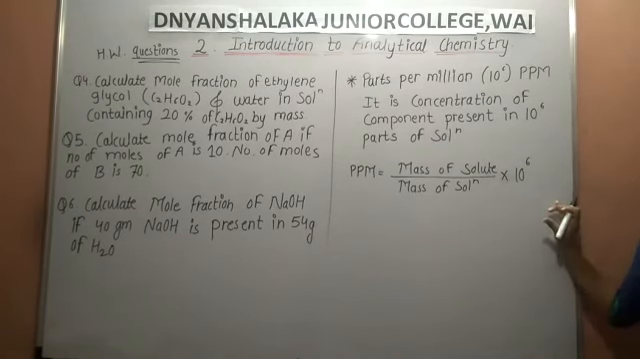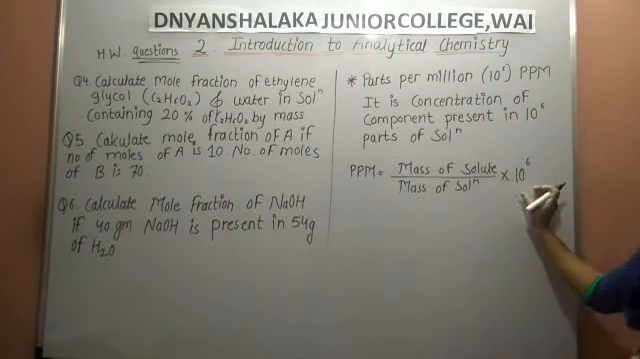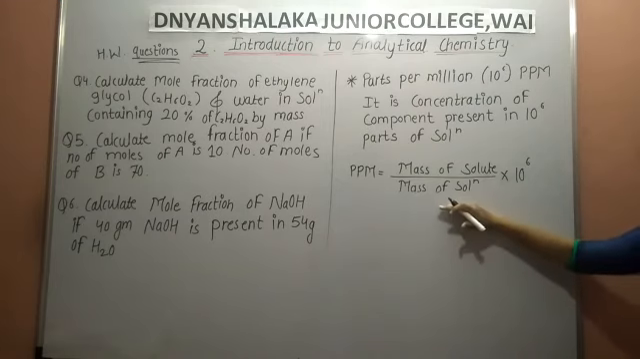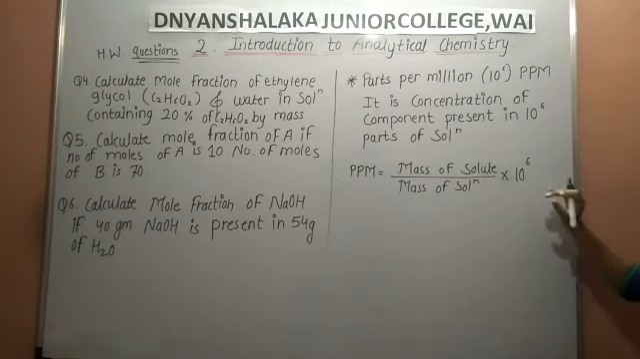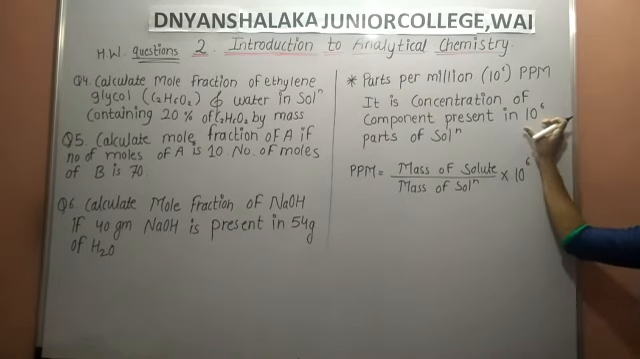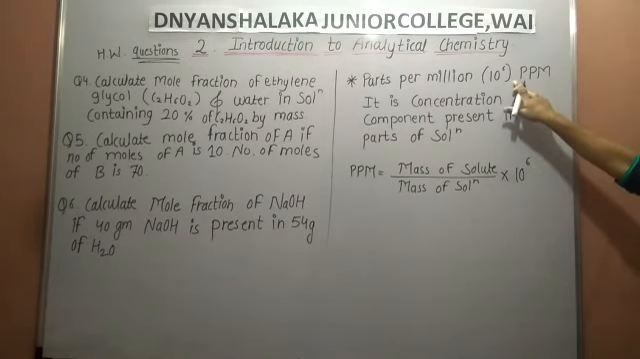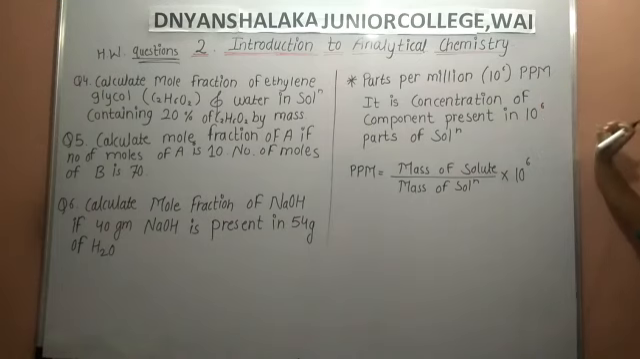So the parts per million formula is mass of solute upon mass of solution, multiplied by 10 raised to 6. Using this formula, we calculate the mass of solute in parts per million. So parts per million means it is the concentration of a component present in 10 to the 6 parts of solution. This is your last concept in mole fraction, parts per million. Using this formula we solve different types of examples.